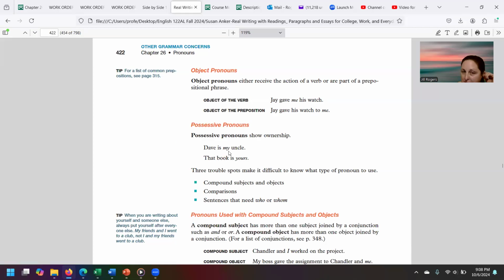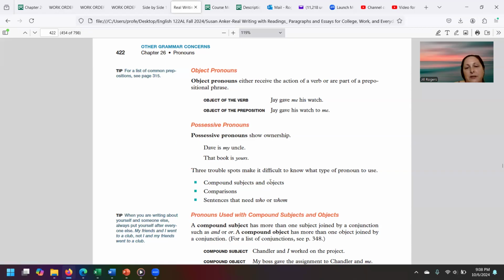Possessive pronouns show ownership. This is my uncle. Whose uncle is it? My uncle. Sorry, Dave is my uncle. Dave is whose uncle? My uncle. "That book is yours." Okay, it belongs to you.